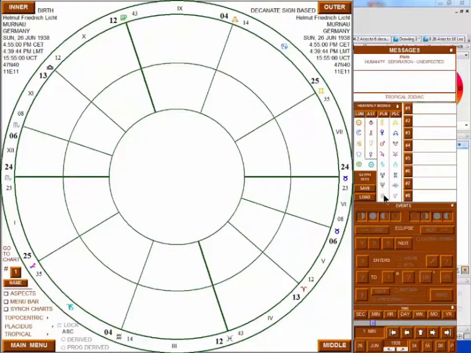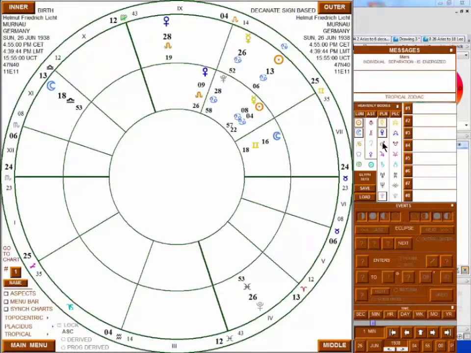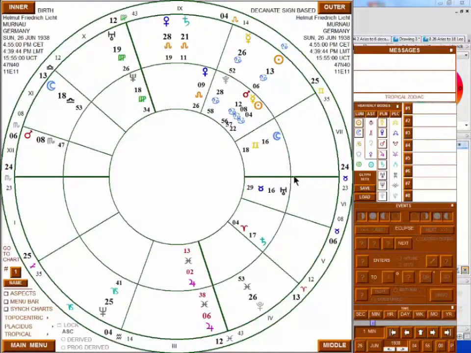Take out Neptune and bring in Pluto. Pluto natally in Cancer in the 8th house. My Decanate Pluto is at 26 Pisces in the 4th house. Now, let's bring in all the planets. Sun, Moon, Mercury, Venus, Mars, Jupiter, Saturn, Uranus, Neptune. And here we have my natal planets on the inside and my Decanate twins on the outside.